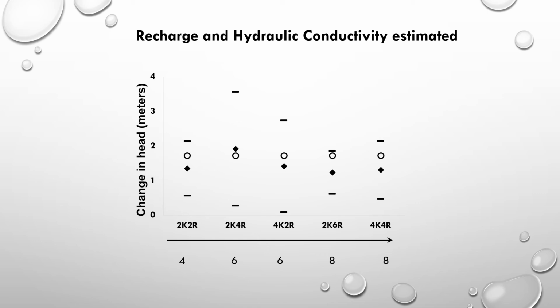The open circles are the true prediction taken from a synthetic model again, and the black diamonds are the predictions made by each one of the models. The dashed lines are the 95% confidence interval on each of the predictions. You can see, for example, the second model, which has 2 zones of hydraulic conductivity and 4 zones of recharge, has a larger uncertainty. The fourth model has 8 parameters, with 2 zones of hydraulic conductivity and 6 zones of recharge. Also, looking at this, you can see that the second model prediction falls closest to the true prediction.